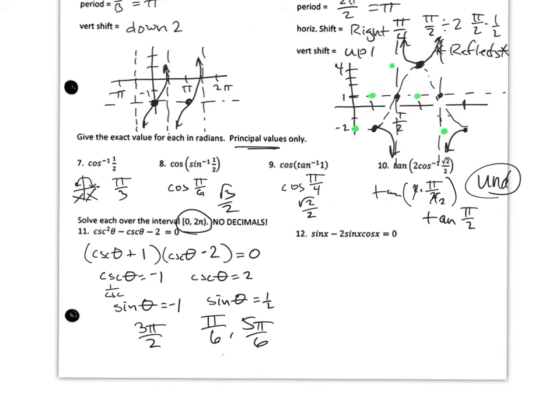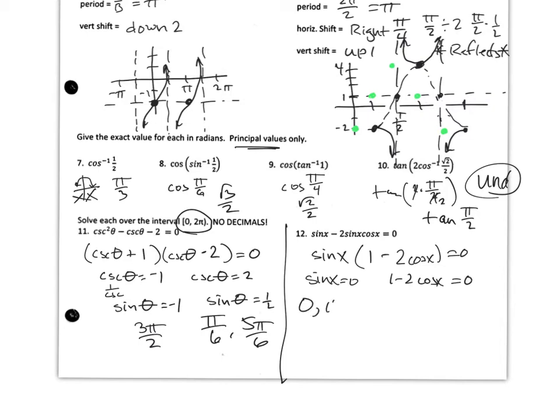With this one, for number 12, they have a sine in common, so we'll take that out. Just regular GCF. That's a 1. Sine divided by sine is 1 minus 2 cosine x. Now we'll set each factor equal to 0. I know I skipped that step in the first one, sorry. Where does the sine equal 0? Well, 0 and pi, of course.